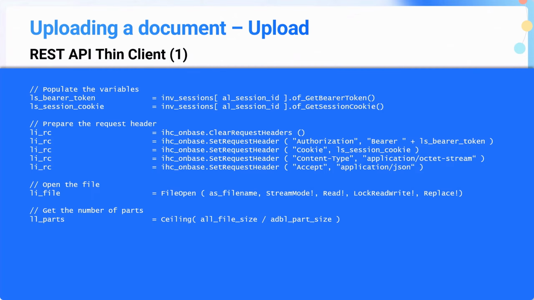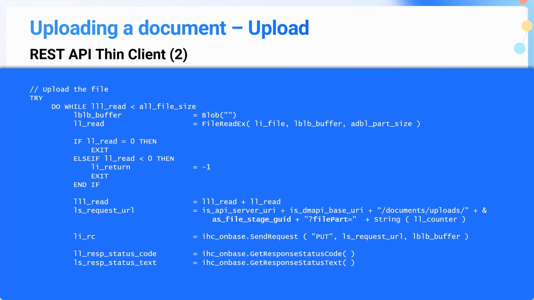Like the previous call to prepare the storage area, the upload requires a bearer token and session cookie. Unlike the OLE code, the REST API code is responsible for opening and reading the document. This block of code shows opening the document and determining the number of parts. Because the document may be stored in parts, the document is read in chunks. As a result, we loop through the parts, reading each chunk, then passing it to OnBase along with the file stage GUID and the file part number, which this code shows. The document is pieced together on the OnBase server.